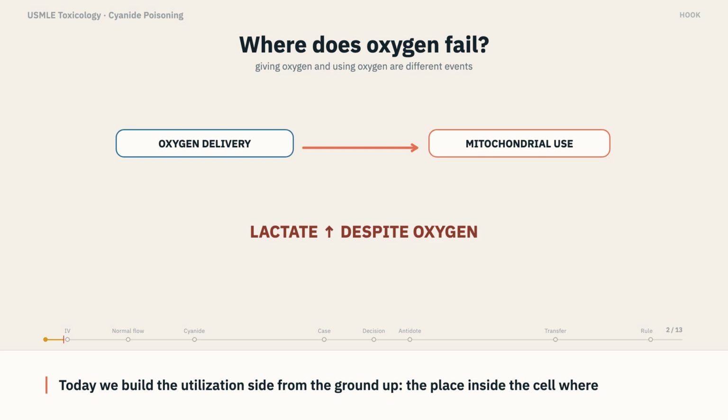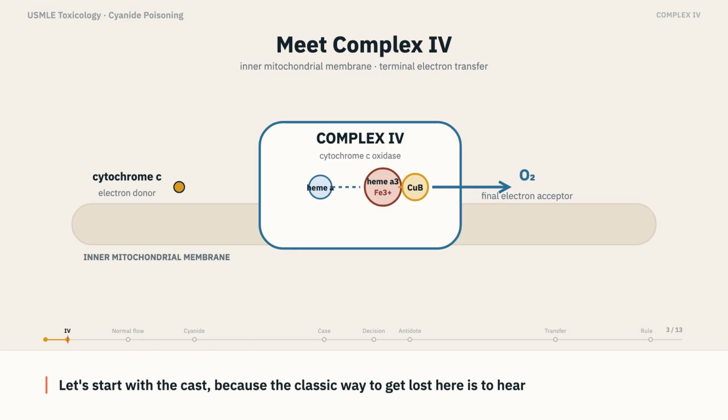Today, we build the utilization side from the ground up: the place inside the cell where oxygen is used, the molecular event that blocks it, and the event an antidote performs first. Let's start with the cast, because the classic way to get lost here is to hear 5 names in a row and never learn which one is the machine, which one is the fuel, and which one is the intruder.